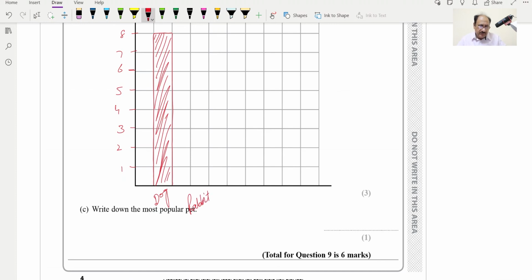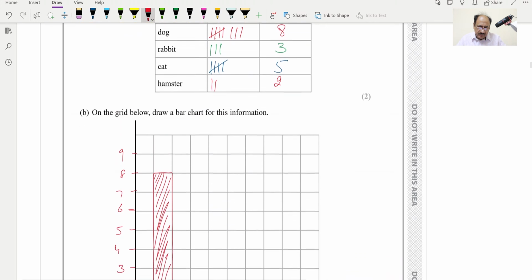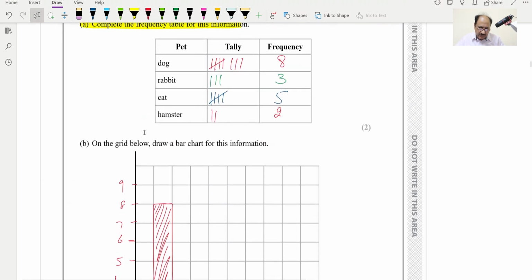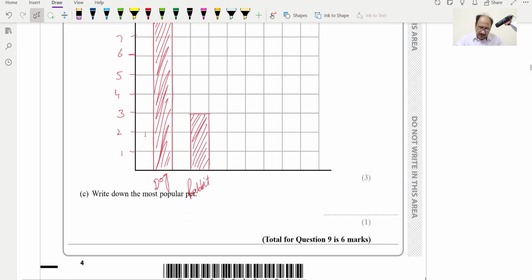and the frequency for the rabbit is 3, so we will take the bar up to 3 over here, and this one will be for rabbit. And next is cat, which is 5, so cat we can take over here, and the bar height will be 5, so 5 will be up to this one, and we can shade this bar for the cat.